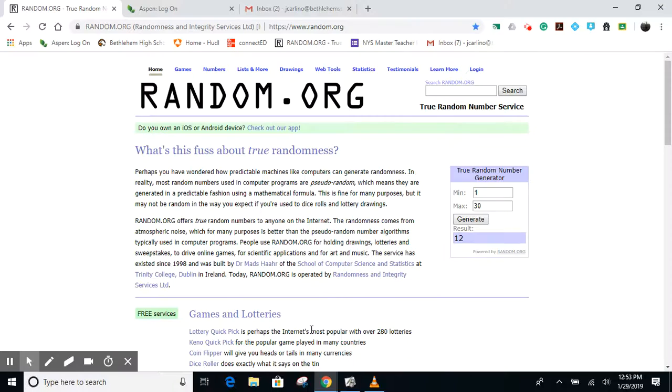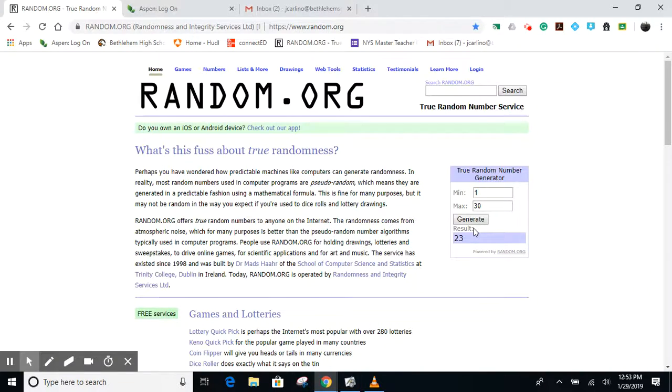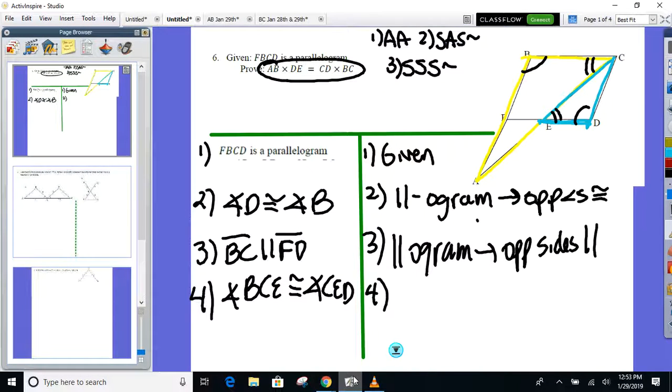Why? I'm going to ask a lot here. 26, yeah. 15, why? Not here. 15 here? Sorry. Why, Ansley? Why is that true? Alternate interior angles congruent.